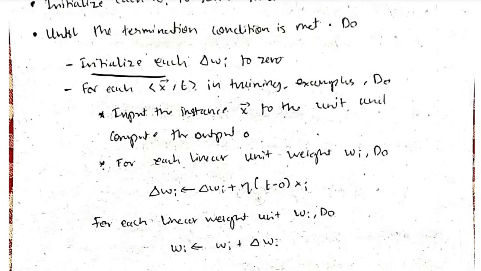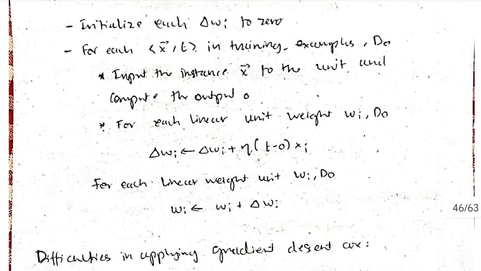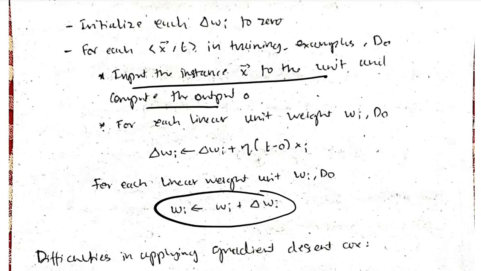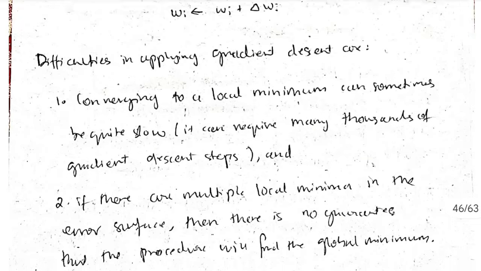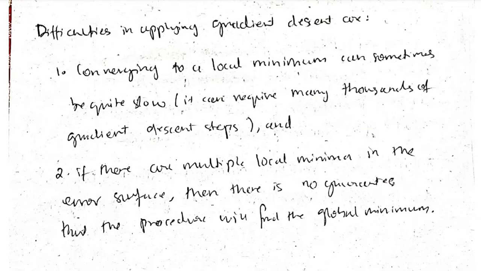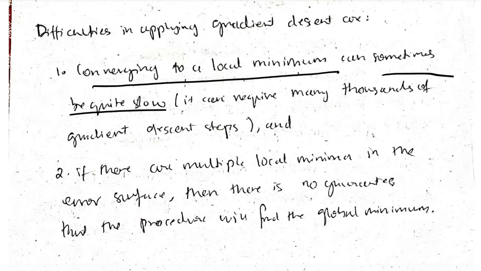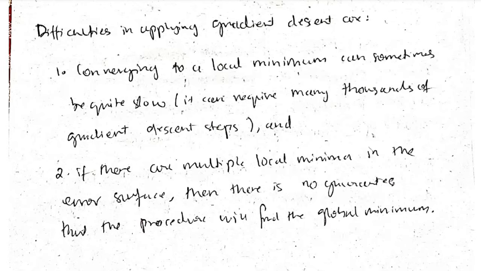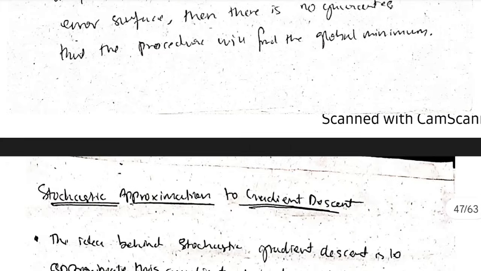Initialize each delta w to 0. Initially delta w will be equal to 0. When we don't get the correct answer, then we will be updating it, right? So whenever we compute the values of o and we don't get the correct value, then we will be updating it, adding the delta w value. What is the delta w value? We'll be computing it here. Like that we'll do until we reach the final answer. That is what gradient descent is. Some of the disadvantages are that converging to a local minimum can sometimes be quite slow. If there are multiple local minima, there is no guarantee that we can reach the global minimum for sure. These are the two disadvantages of gradient descent.